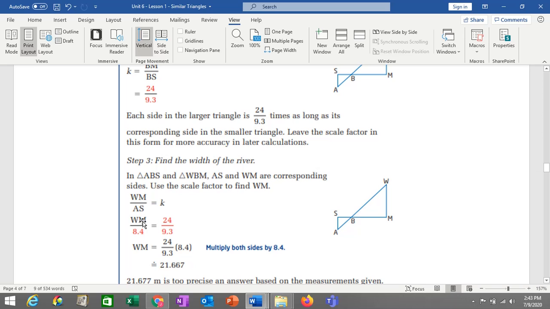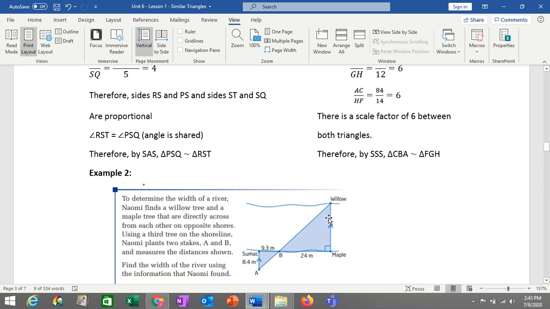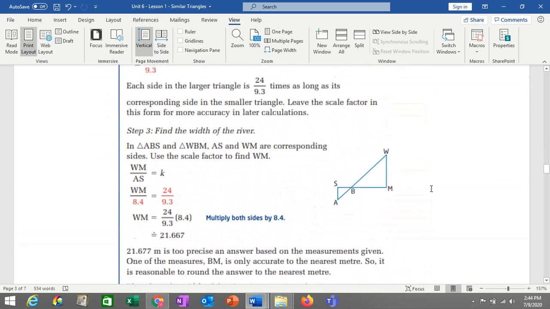So how does the scale factor play into the other side? Well, if this goes over that, then this will go over that, right? These sides correspond. So this divided by this gives you the scale factor, and this divided by this should give you the same scale factor. It should give you 24 over 9.3. So WM divided by 8.4 will give you the scale factor. And now you can calculate it, because all you got to do is multiply both sides by 8.4 to get rid of the 8.4, and you isolate for WM, which turns out to be about 21.667. So that's the length across the river.